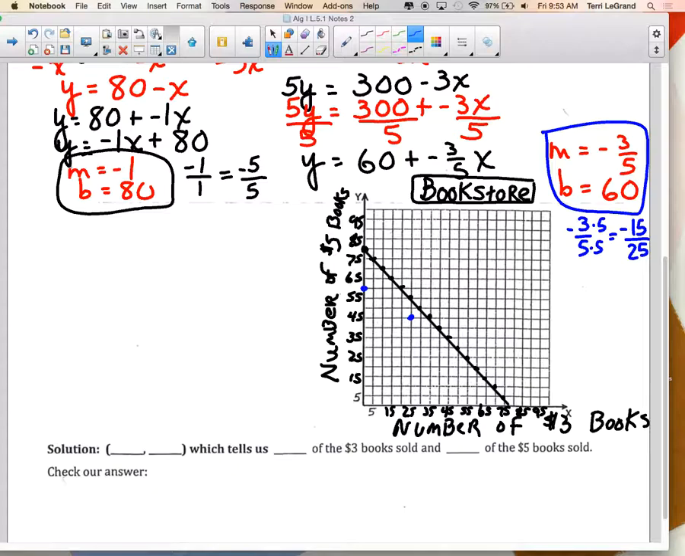Down 15 books again, over 25 books again, down 15 books, over 25, and just for the fun of it, I think I'll just keep going down to that corner. Line, ray, line segment. Line segment.